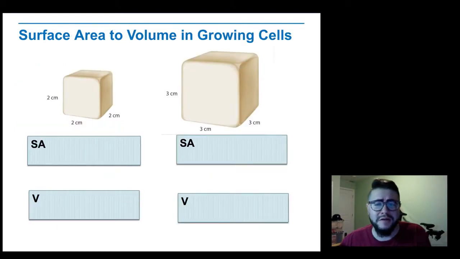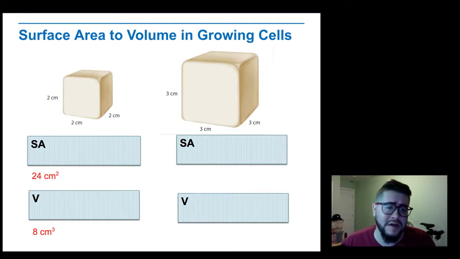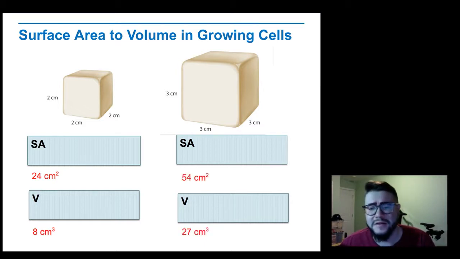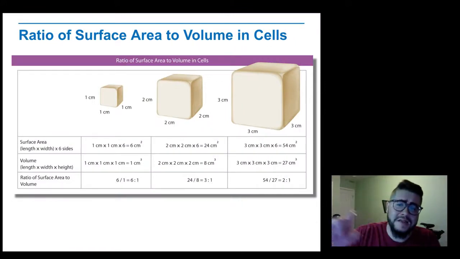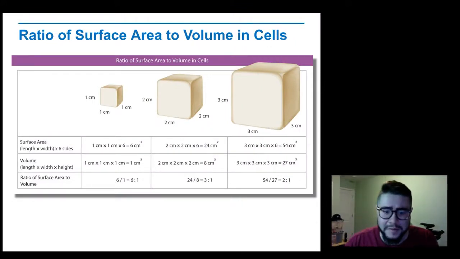But as you increase in size, as the cube grows bigger and bigger, the surface area and the volume are going to change at different rates, right? So let's just compare. Surface area for the 2 by 2 by 2 is 24. Volume is 8. This one is 54 and 27, the 3 by 3 by 3 cube. And so as that cube is getting bigger, if you look here, the volume is getting bigger at a higher rate than the surface area is, right?